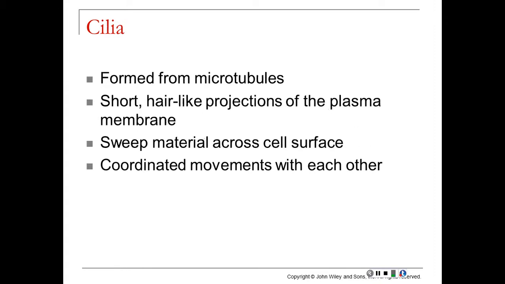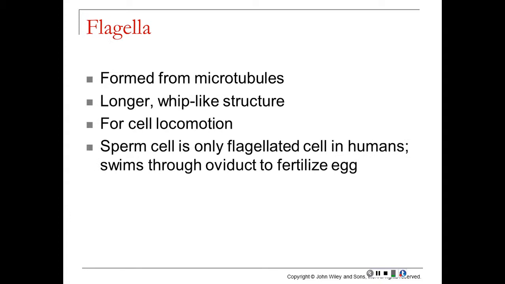The cilia are formed from microtubules. These are the short hair-like projections of the plasma membrane. The job is not to move the cell, but rather to move things across the surface of the cell. They have coordinated movements with one another to help move substances across the surface of the cell or circulate the liquid environment around the cell.